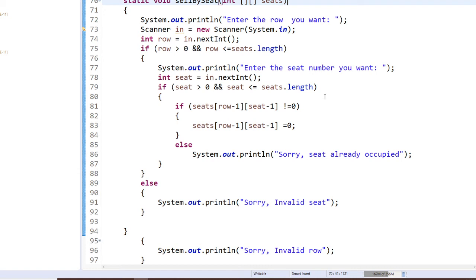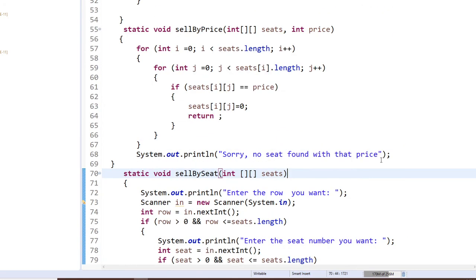Notice I have to subtract 1 here, because when you purchase, you say I want the first row and the third seat, but in the array that's row 0 and subscript 2. So in order to match the real number with our array, I subtract 1 to get into the array and look for that seat. If that seat is not equal to 0, it is not sold yet, so I set that seat to 0, and I sold that seat. Otherwise, I say sorry, seat is already occupied.